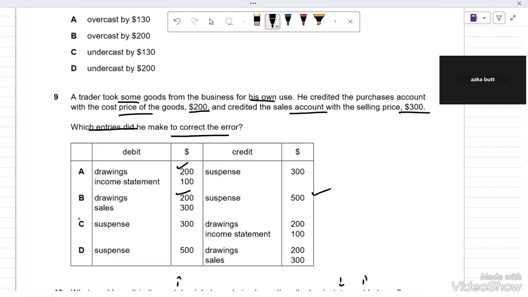In C option, suspense is debited, but the drawings in the income statement is credited. Drawings should not be credited, it should be debited, and there's no link with the income statement. So this is not the right option. In the D option, the entry is right, but the side is not right, because drawings and sales should be on the debit side: we have to record the drawings and we have to decrease the sales. In order to decrease the sales, we have to debit it. But here it is credited, so D option is not the right option. So B seems to be the right option.